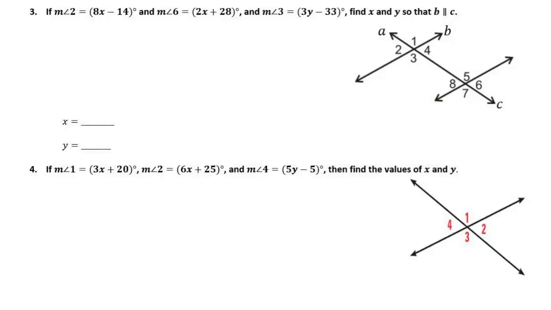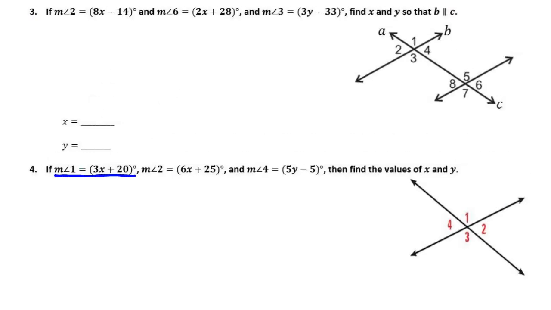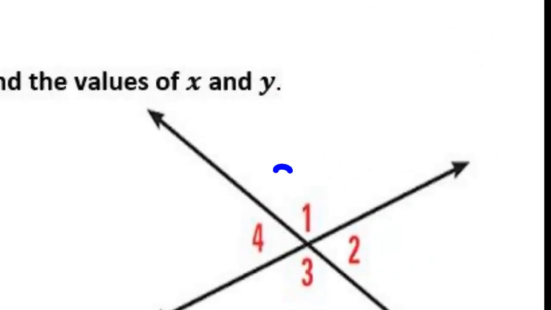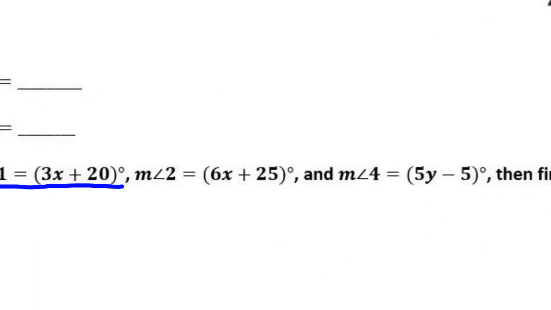All right. Number 4, if the measure of angle 1 equals 3x plus 20, the measure of angle 2 equals 6x plus 25, and the measure of angle 4 equals 5y minus 5, then find the values of x and y. So first I'm going to mark my picture up. We know the measure of angle 1 is 3x plus 20. Here's angle 1, 3x plus 20.